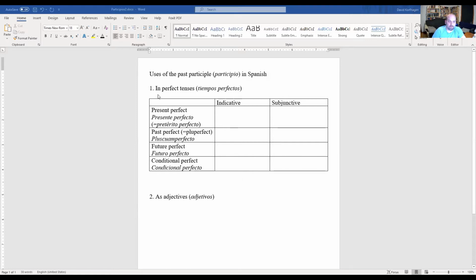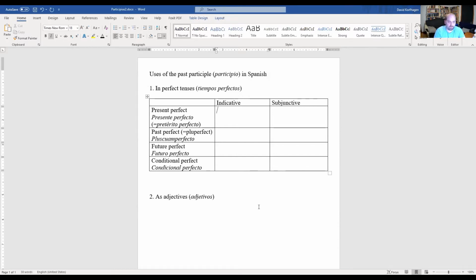So the first main use is in perfect tenses, or tiempos perfectos, right? And so the word perfect actually means finished or complete, right? So if something is perfect, you can't do anything more to it. It's completely finished, right? So it naturally lends itself to being used for talking about the past, right? So let's just go straight into Spanish examples, but I can translate them into English, right?